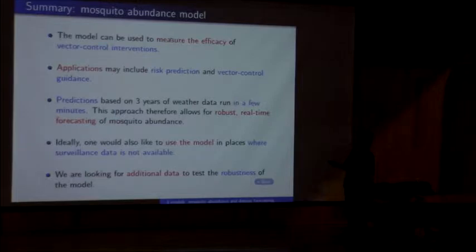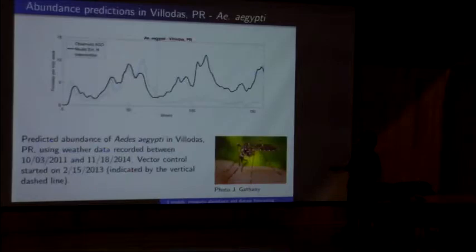Now, how can you use this? Once you have a model, obviously you have to be able to trust it, but one thing we can do is use it to measure the efficacy of vector control. For instance, in this case the model is predicting you might have 14 mosquitoes per trap week, but you only measured 3 or 4. And this is averaged over many traps.